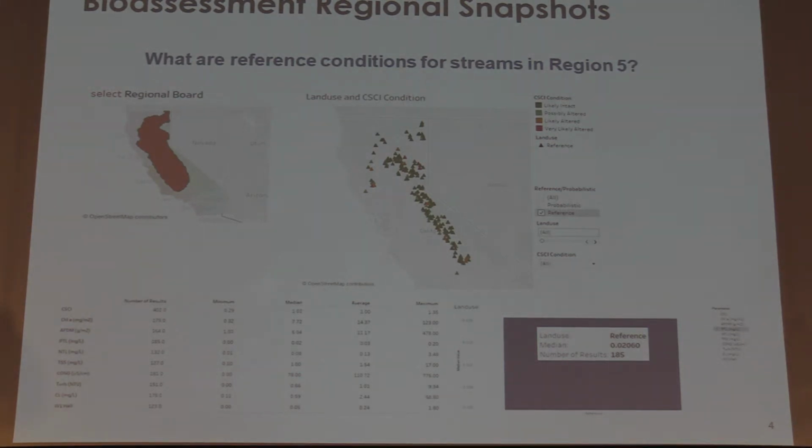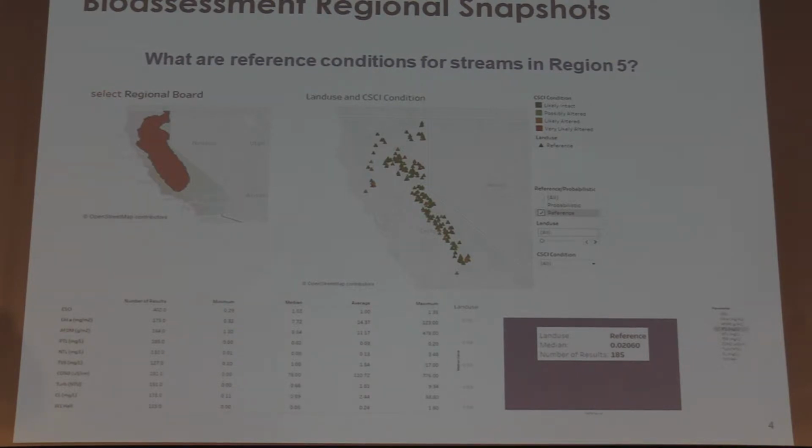So the first dashboard I'll go through is this dashboard called the Bioassessment Regional Snapshots. And what the visualization does is it summarizes and displays bioassessment data from SWAMP's statewide monitoring programs, which is the Perennial Streams Assessment and Reference Condition Monitoring Program. And it summarizes that data by the state level and regional board level.